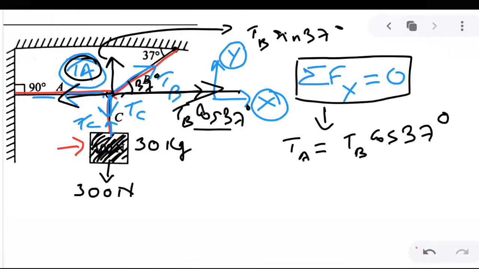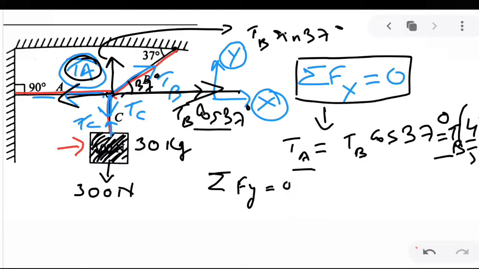Now cos 37 is 4 by 5, so I can write this as TB times 4 by 5. So TA is equal to TB times 4 by 5. Now similarly, for equilibrium, net force acting along the y-axis should also be equal to 0.